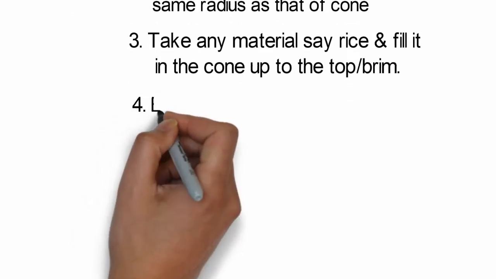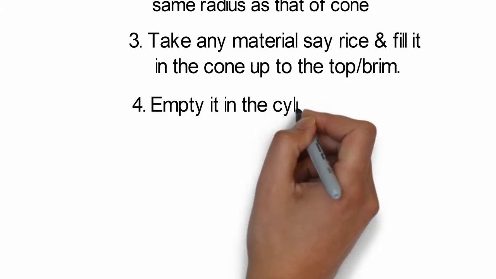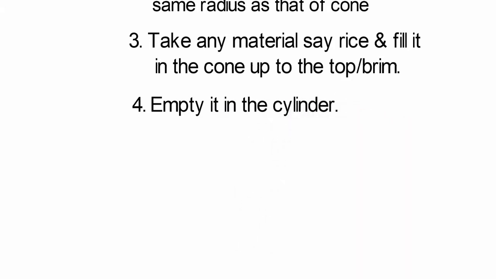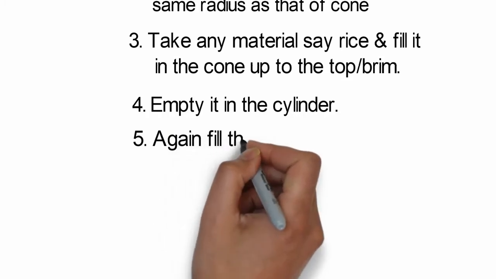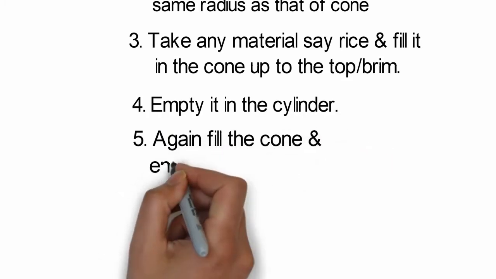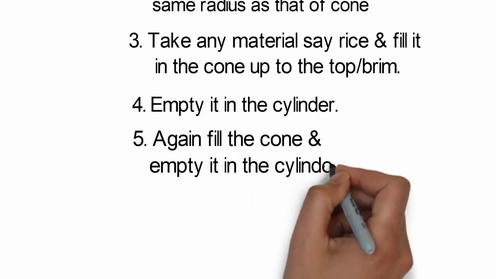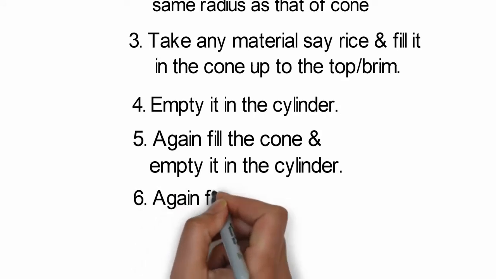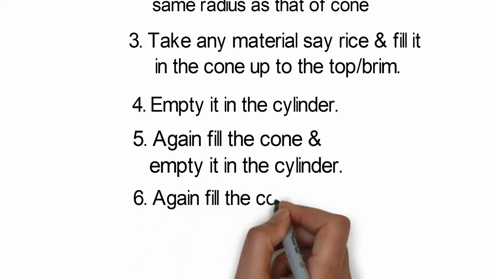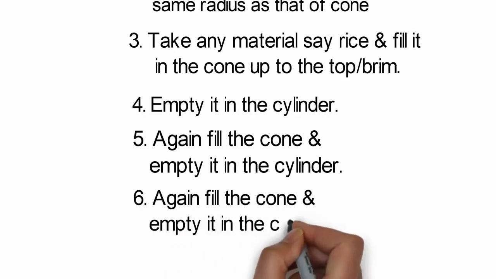Number four step, empty it in the cylinder. Fifth, again fill the cone and empty it in the cylinder. Sixth step, again fill the cone and empty it in the cylinder.